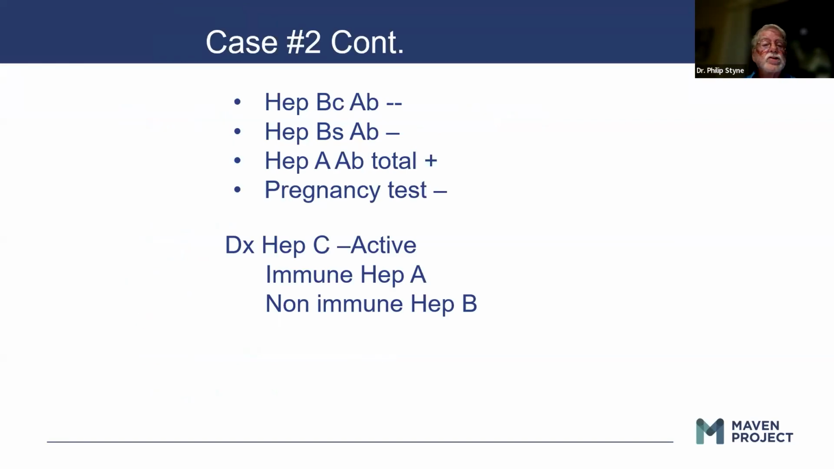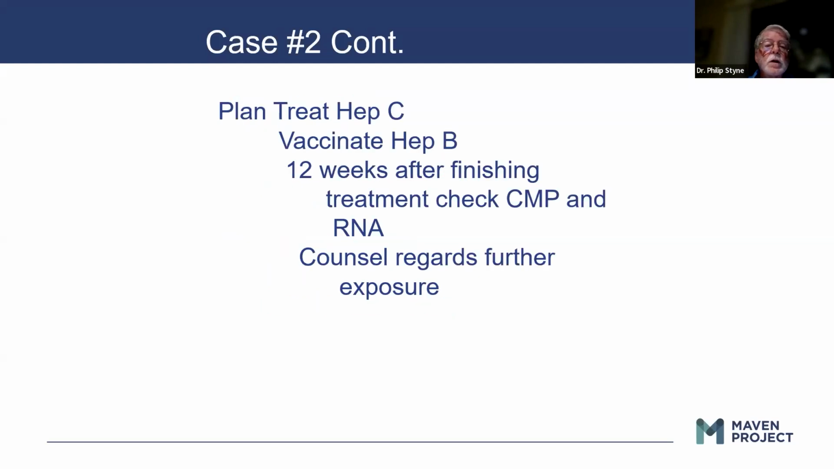Again, we're going to check their B markers. They are immune to hepatitis A. We did a pregnancy test. Okay, so diagnosis, active C, immune to A, but not immune to B. Next slide. So what are we going to do?